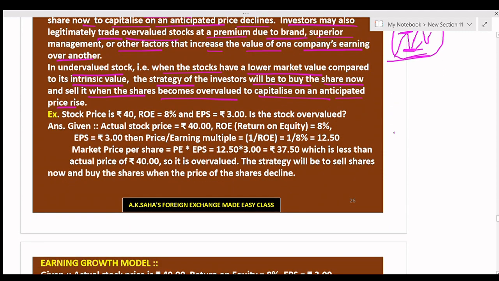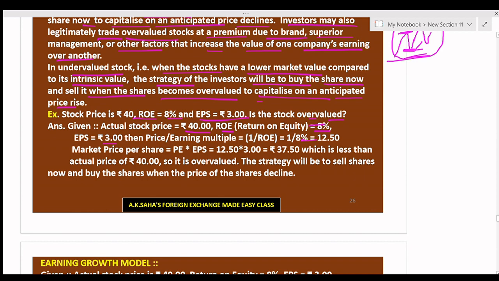Example: stock price is rupees 40 and ROE, which means return on equity, is 8%, EPS is rupees 3. Is the stock overvalued? Given actual stock price is rupees 40. That is market price now at present. Return on equity is 8%. EPS, earnings per share, is rupees 3.